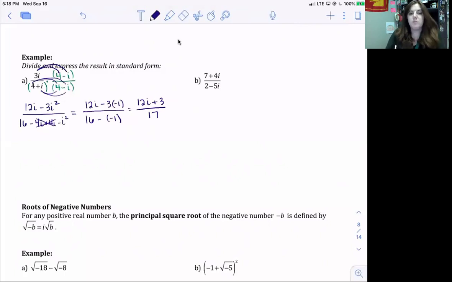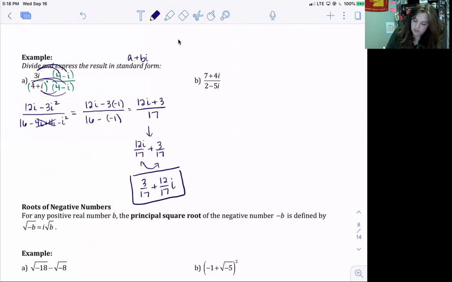So here's the thing we have to be careful. We still need to write it in standard form, a plus bi. So we're going to break this apart to be 12i over 17 plus 3 over 17. And then we're going to swap them. So 3 over 17 plus 12 over 17 with the i on the end. And that is your simplified expression in standard form.